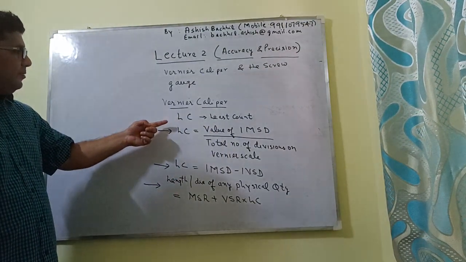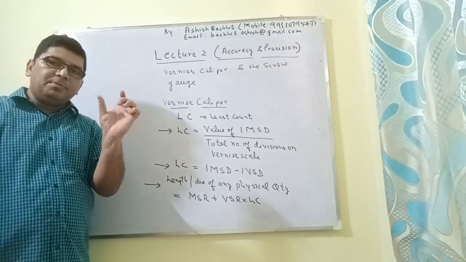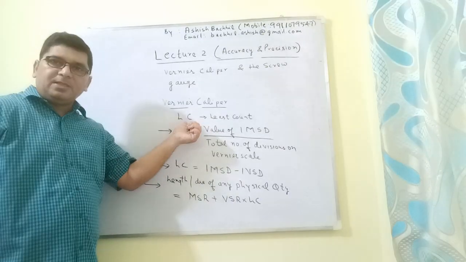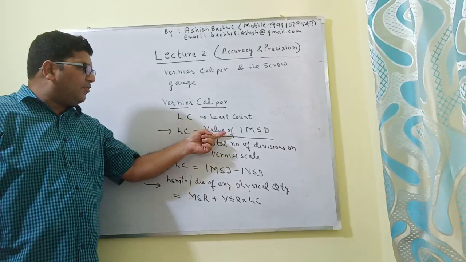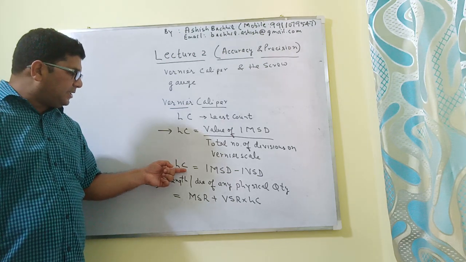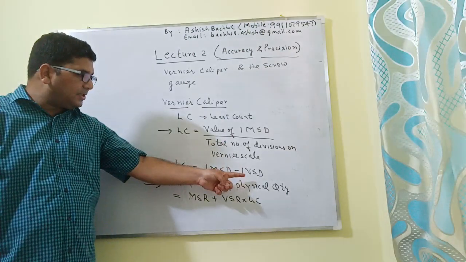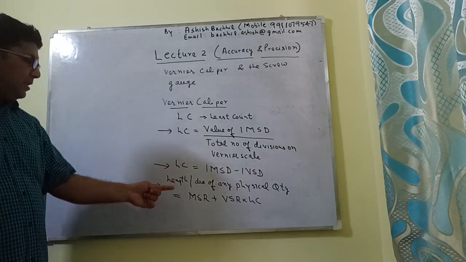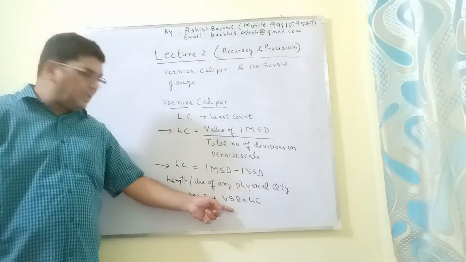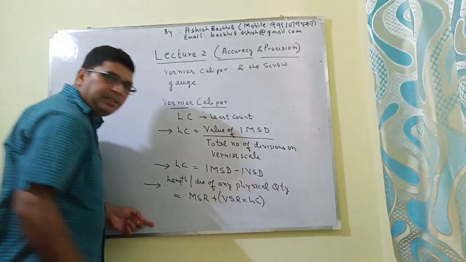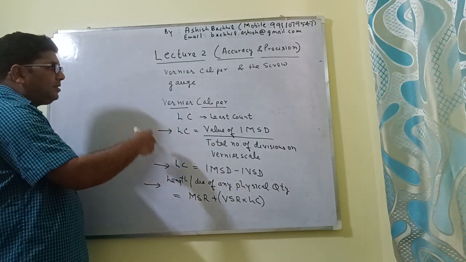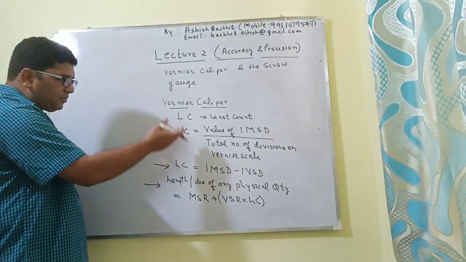So the least count of a vernier caliper is the minimum value which can be measured with the help of this instrument. It is given by the value of one main scale division divided by the total number of divisions of the vernier scale. It is also given by one main scale division minus one vernier scale division, and the dimension of any physical quantity can be measured using main scale reading plus vernier scale reading into the least count of that particular instrument. So this is all about the vernier caliper, and now let us try to solve a couple of questions based on these formulas.